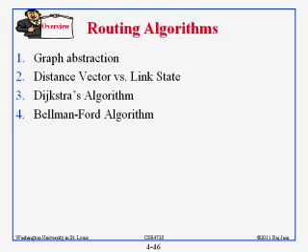So routing, we will talk about four things. Graph abstraction. Then we'll talk about the distance vector versus link state, the extras, and Bellman-Ford. Right now it means nothing, none of these.